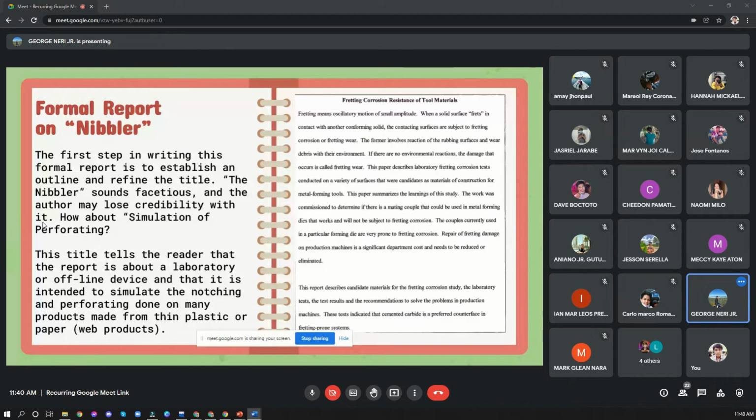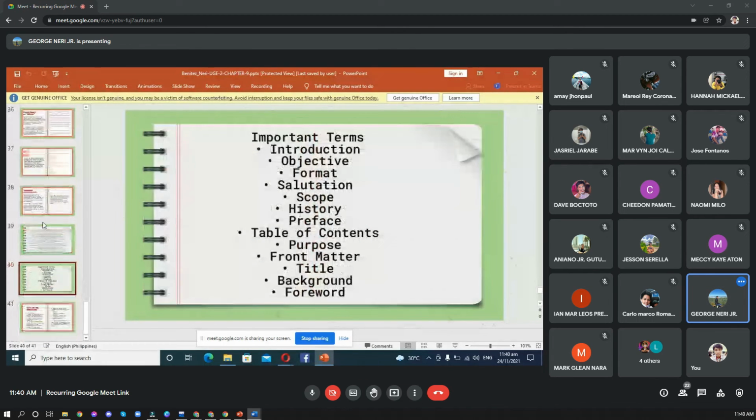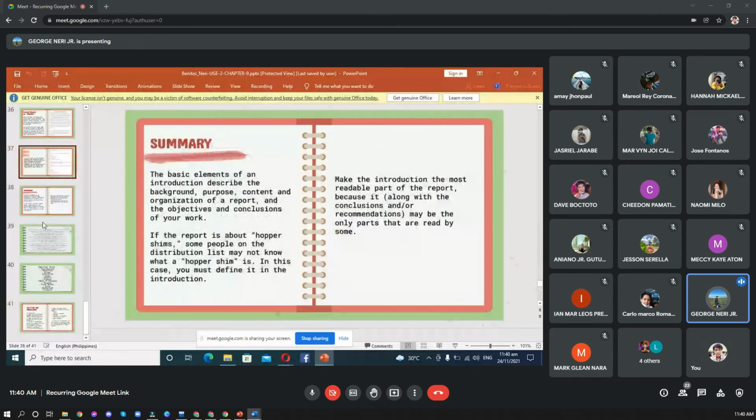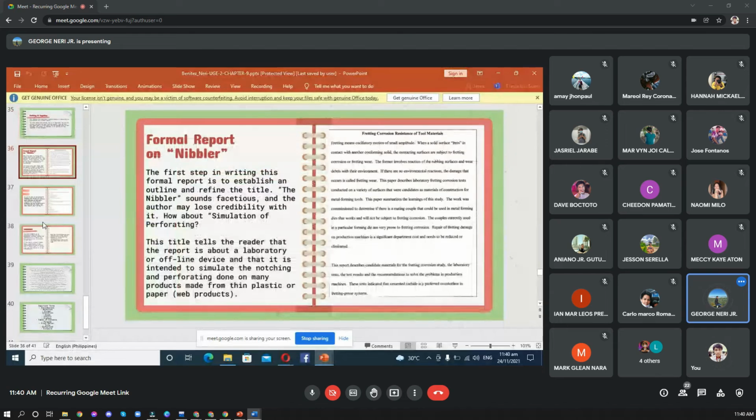So, wait lang guys ha. So naman, number 36. Gamay na lang guys. Na tayo mga 1, 2, 3, 4, 5. 5 na lang ka pages. So wait lang ha. Palasa to. Okay.